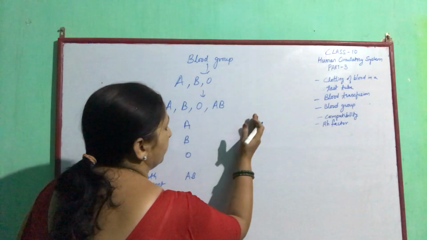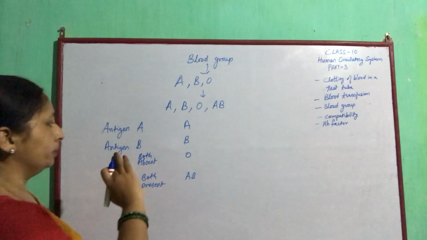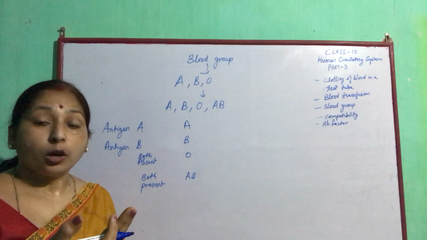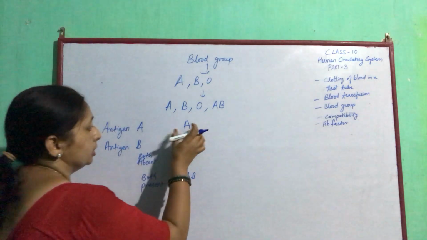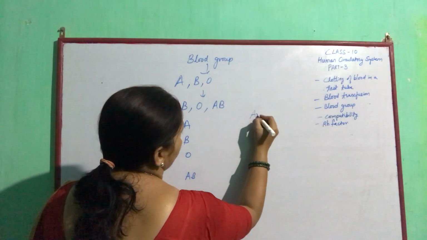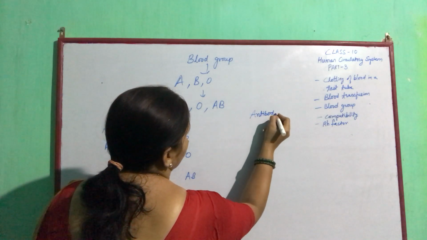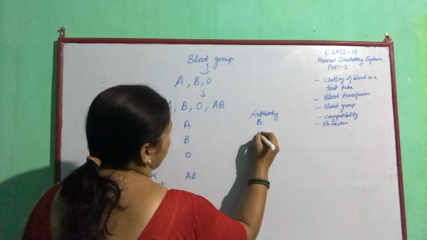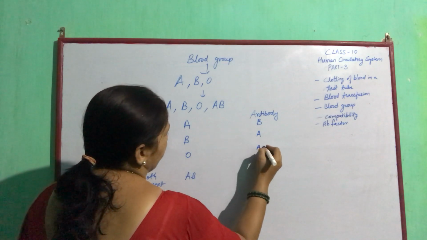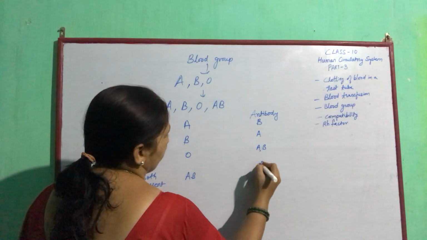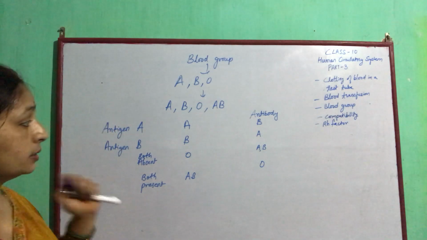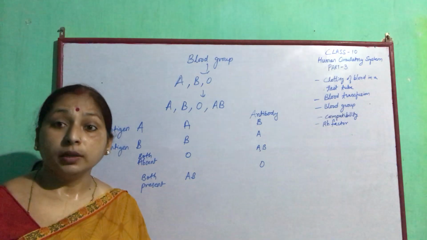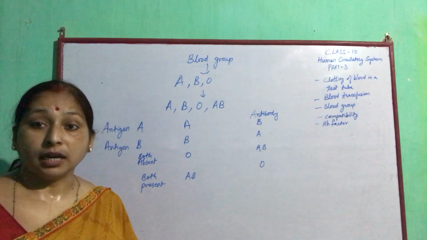Based on that, they produce antibodies, which are just opposite to the antigen present on their body. So the antibody present here, for A the antibody is B, for B antibody is A, for O it is A and B both, for AB it is antibody is O. So these are all 4 types of blood group given by the scientist Karl Landsteiner.